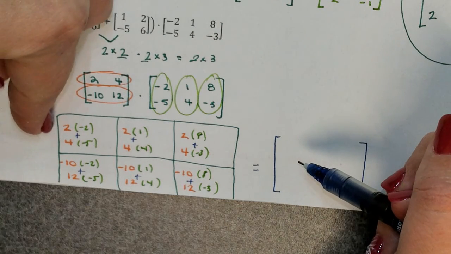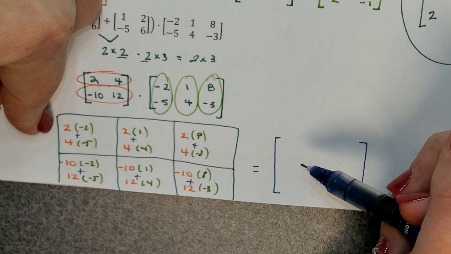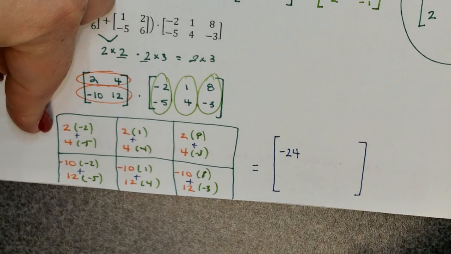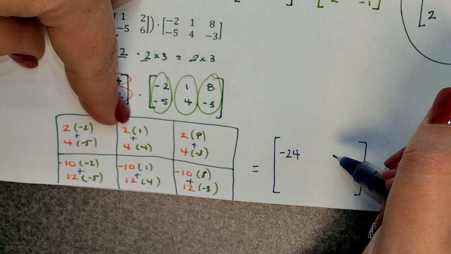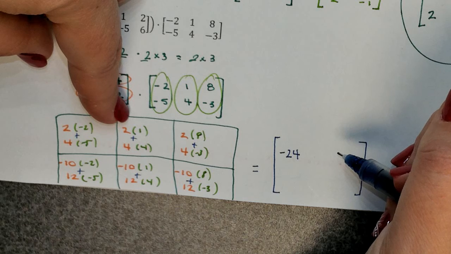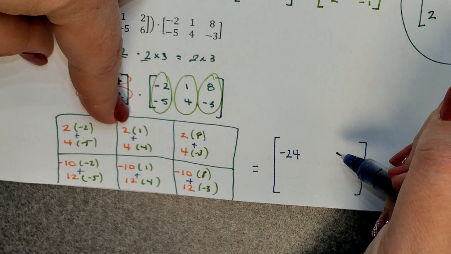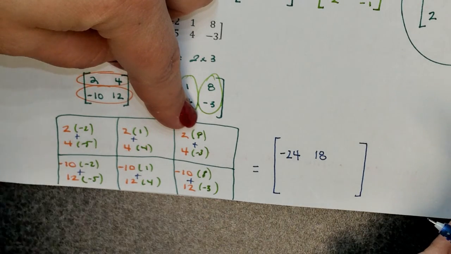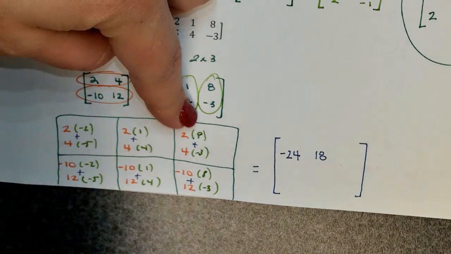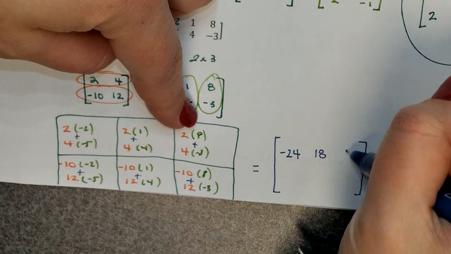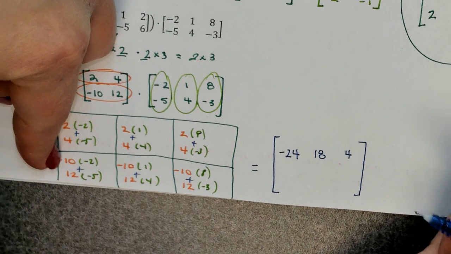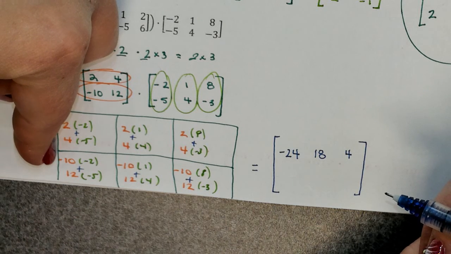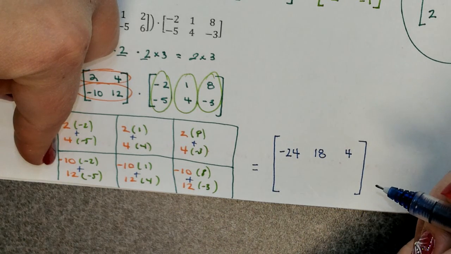What are we going to get from this very first box? 2 times negative 2 plus 4 times negative 5. Negative 24. All right, top middle. 2 times 1 plus 4 times 4. Put in your calculator. What are we getting on that one? 18. 2 times 8 plus 4 times negative 3. 4. Negative 10 times negative 2 plus 12 times negative 5. So 20 minus 60. What do we get that time?